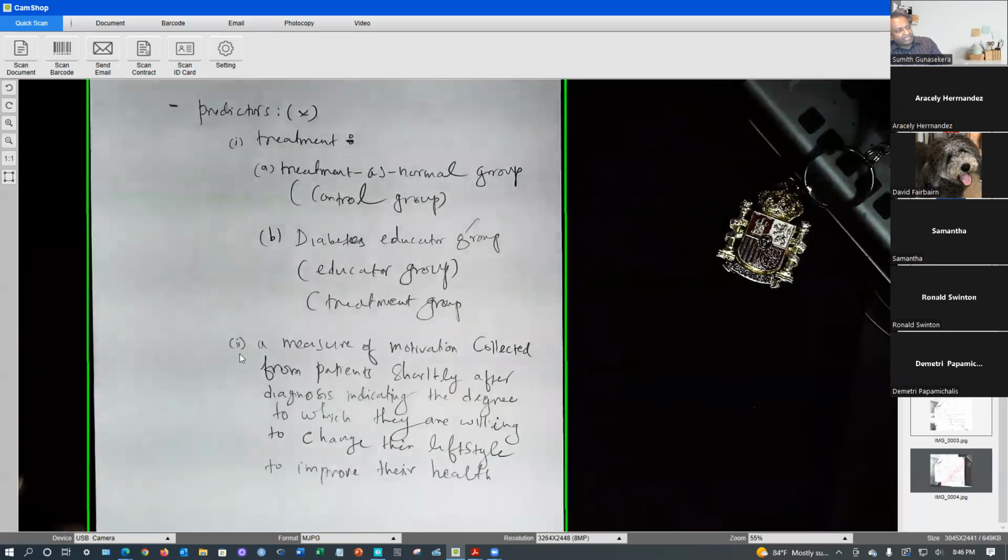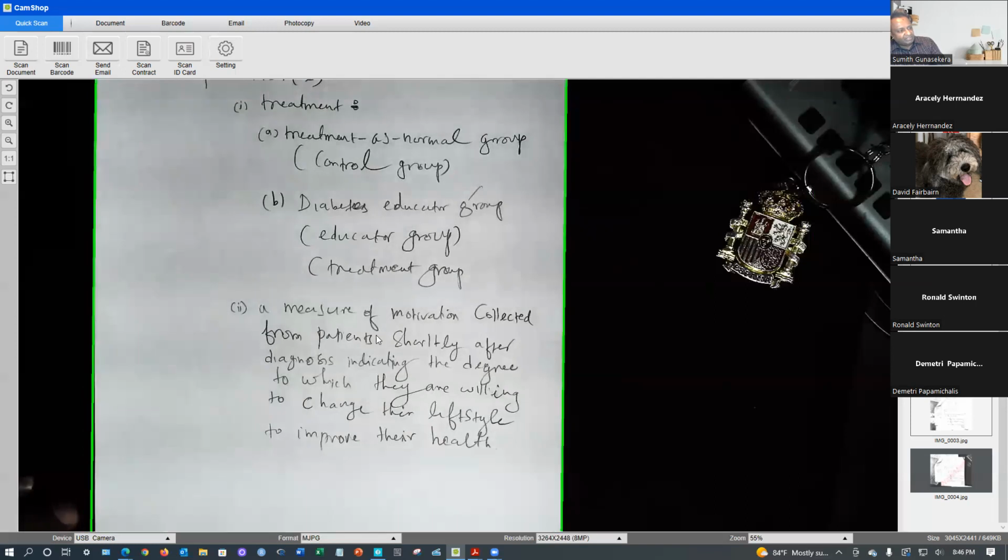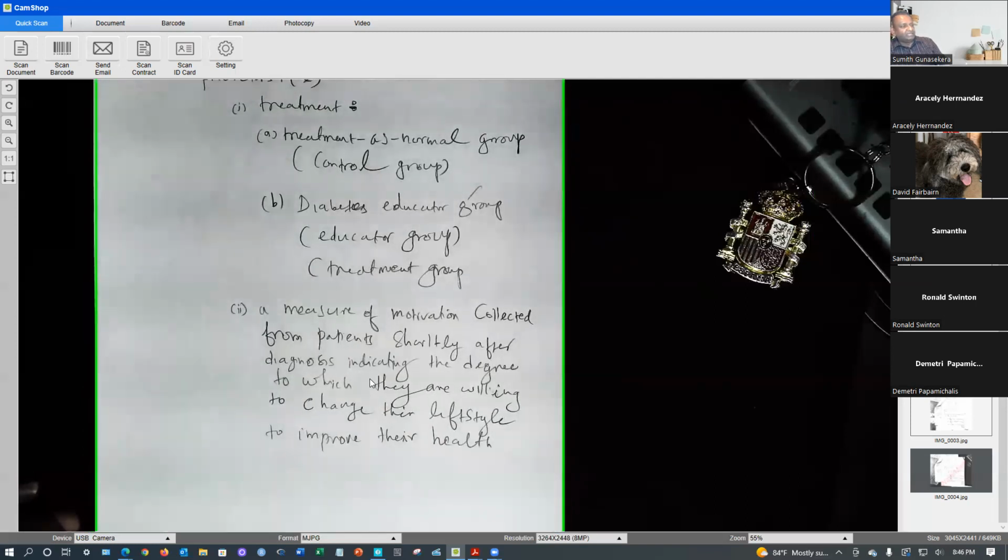Another variable you can involve is a measure of motivation collected from the patient shortly after the diagnosis, indicating the degree to which they are willing to change their lifestyle to improve their health. They are willing to change their diet, and do they like to go to the gym, exercise, or make a gym at home. In that way, they can easily prevent diabetes, which would affect their health on a large scale. They have two options. This looks categorical again, with two options, two layers, two strata.